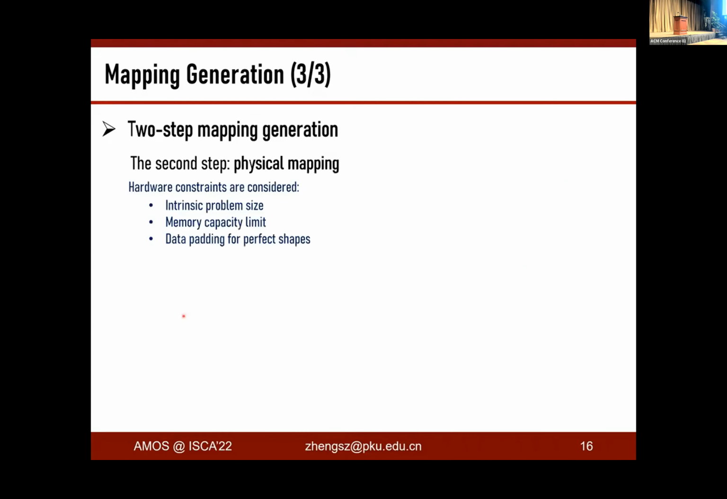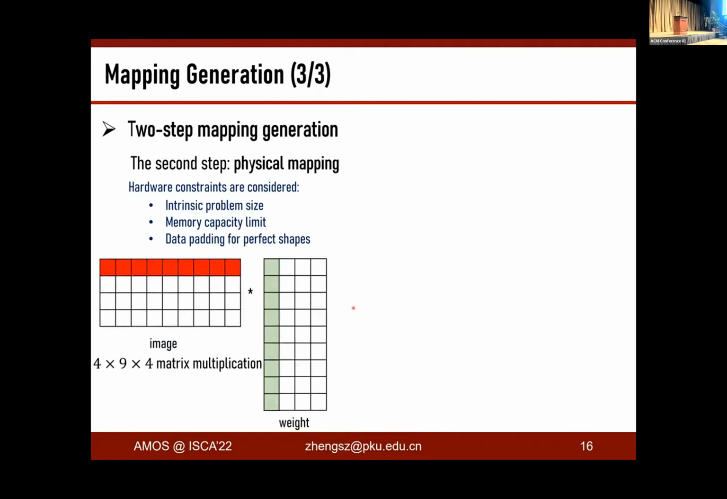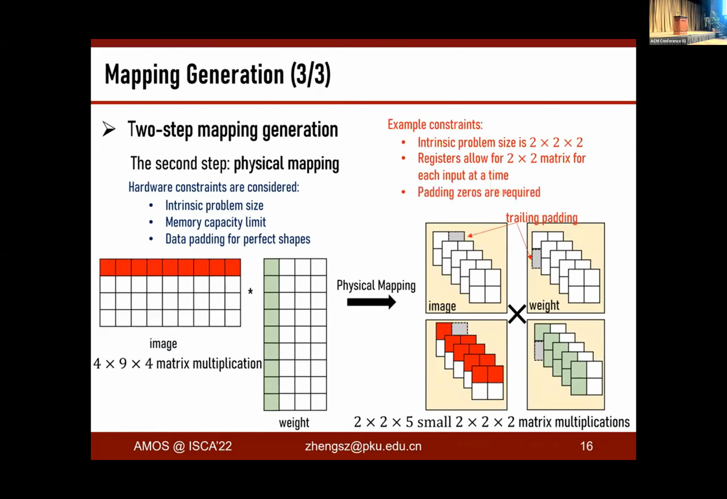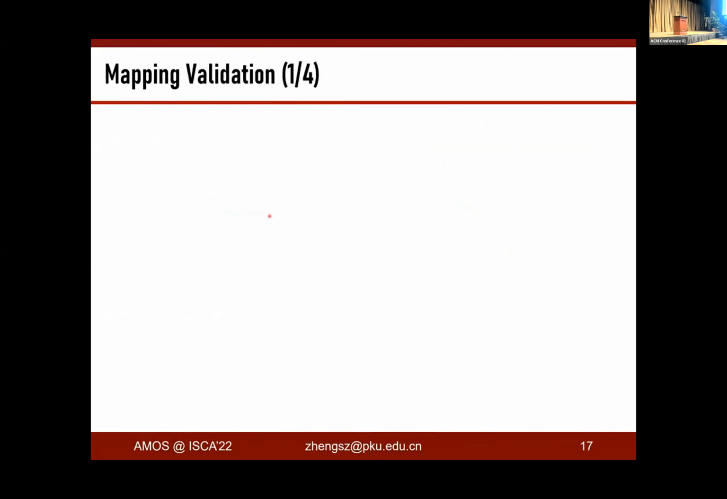For the mapping example of 2D convolution, we need to split the huge matrix multiplication into small pieces, and each piece corresponds to one Tensor Core intrinsic invocation. The size of each piece is determined by the intrinsic problem size, and the input data size is determined by the memory capacity. We also need to consider the trailing padding because the data shape may not be perfectly divisible by the problem size. Although we can generate more mappings, not all mappings are valid.